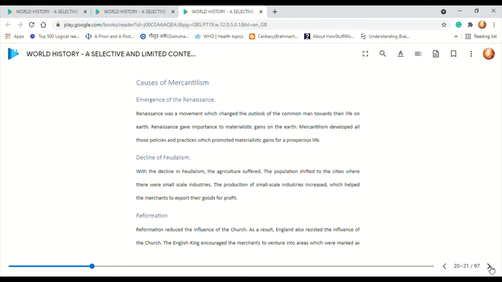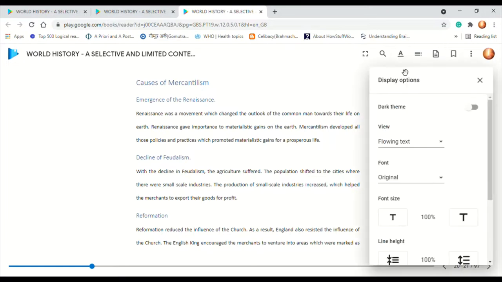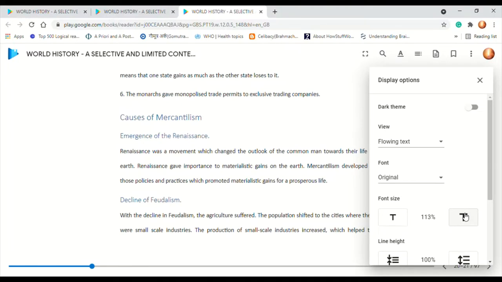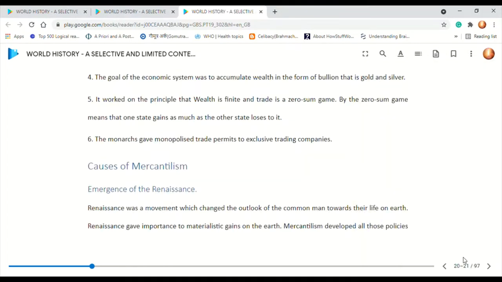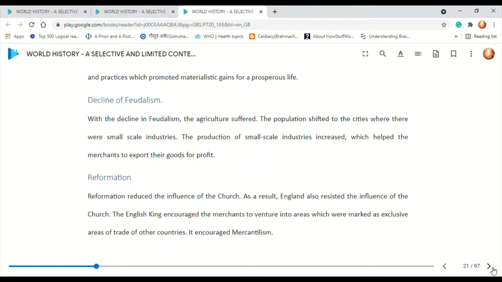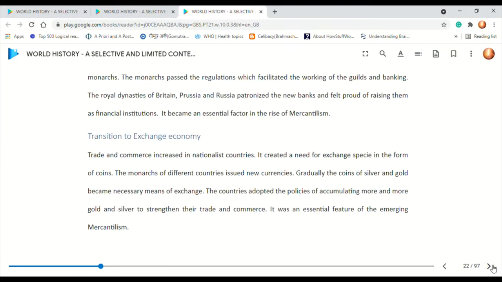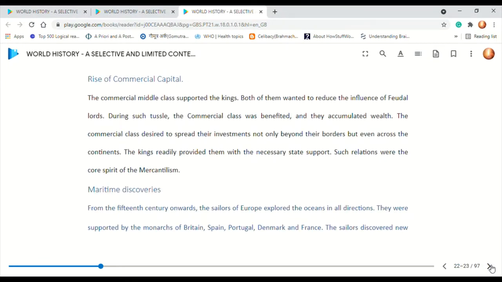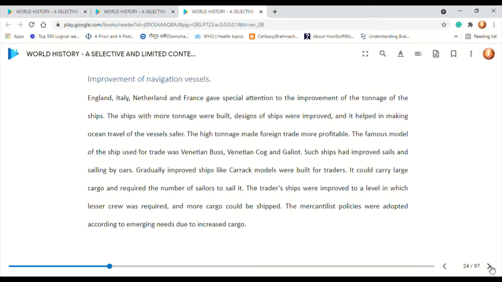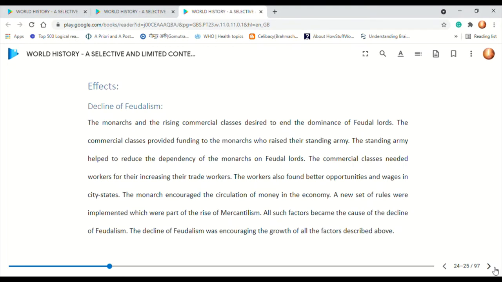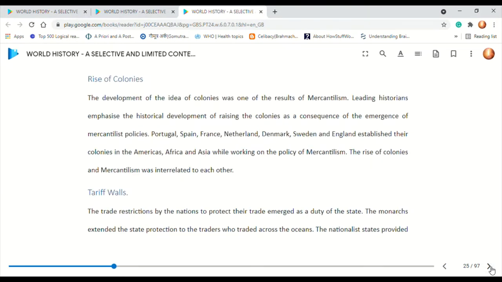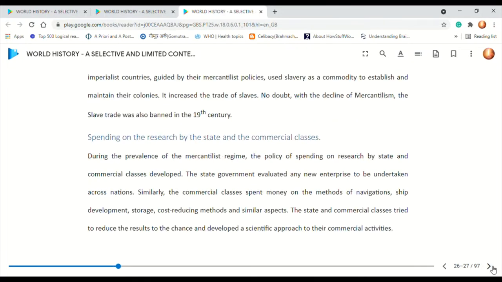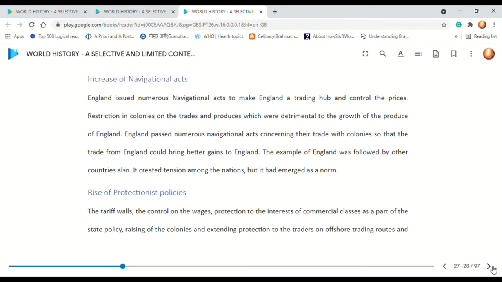If you find that fonts are small, then you can increase the fonts also, so you may not feel strain on your eyes. So this is the chapter on Reformation. Let me hurriedly cover up this chapter. These are the facts. I hope it is quite clear to you what is written in this book on a specific topic.